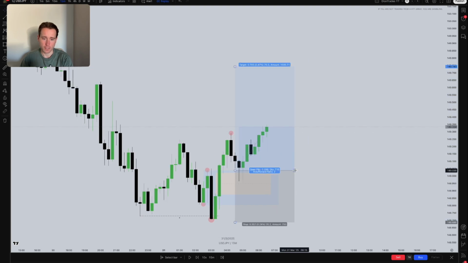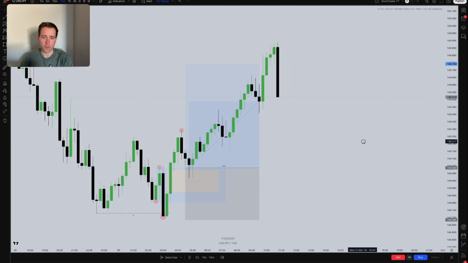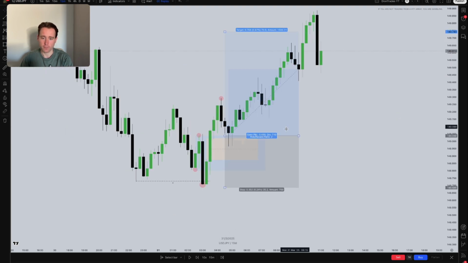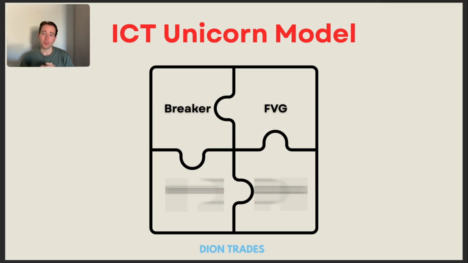So it taps in, and you see how the wicks are inside the unicorn, but the bodies are closing above it, making it very bullish. And then price comes to the TP area. So all based on a simple unicorn format. So now you know the basis of the unicorn model. It's the breaker overlapping with the fair value gap. But there are two more puzzle pieces where you can make this unicorn model even more high probability.